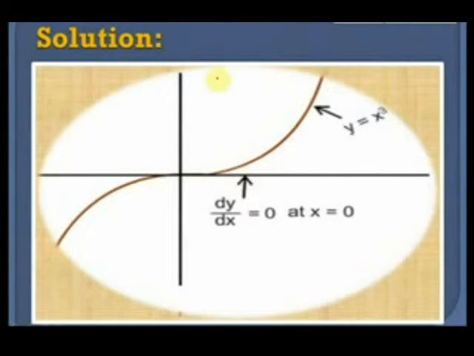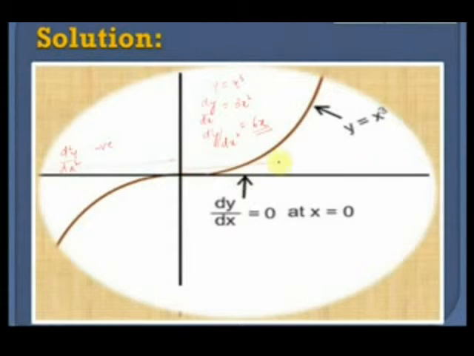Now we can clearly see that y is equal to x cube. We differentiate it to get dy by dx equal to 3x square. We again differentiate it. So d square y by dx square is equal to 6x. Now we can clearly see that d square y by dx square is 6x. For values of x which are negative, in this region, we see that d square y by dx square is negative.